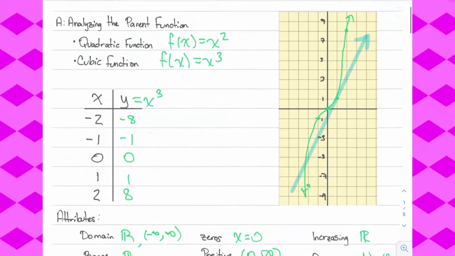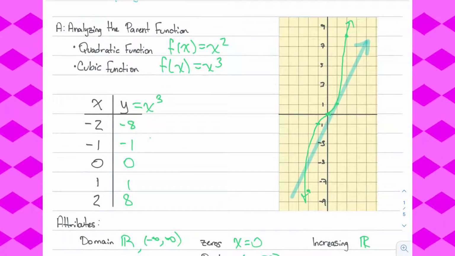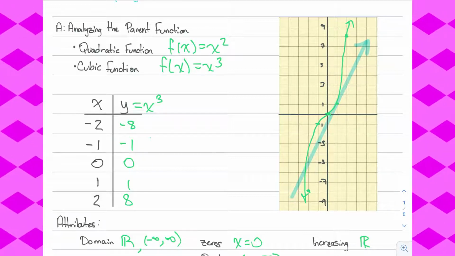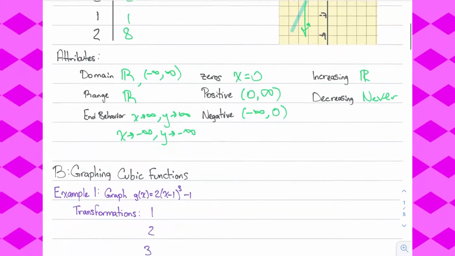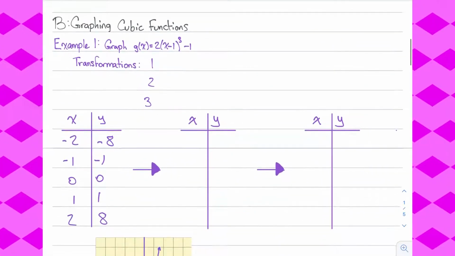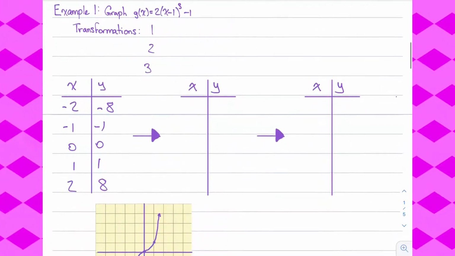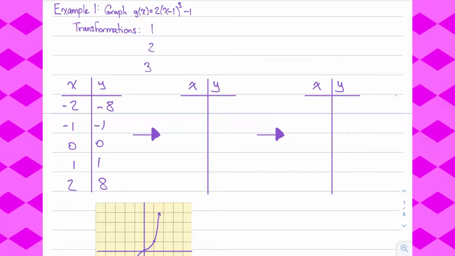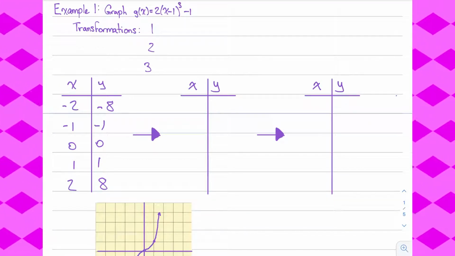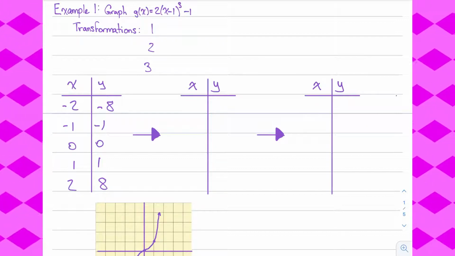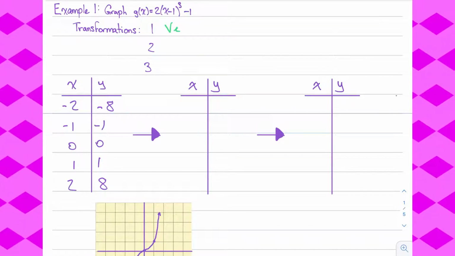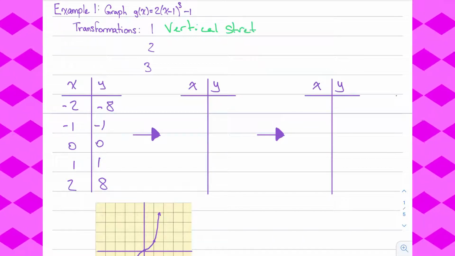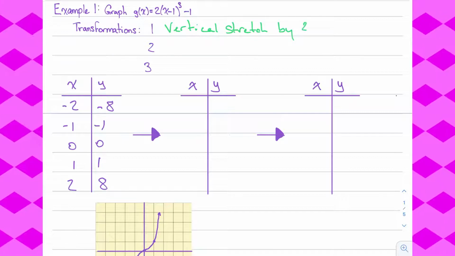Right, so now that we have the parent function down, let's graph a couple of other examples. As we graph those, we're going to start with our parent function, and then we're going to identify our transformations. So here we've got 3 extra numbers in our cubic function. We've got that 2, which is a vertical stretch by 2. It's outside the parentheses, so it has to be vertical. So we're making the function twice as tall.